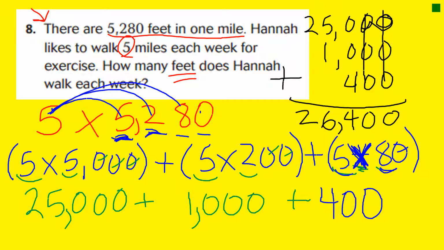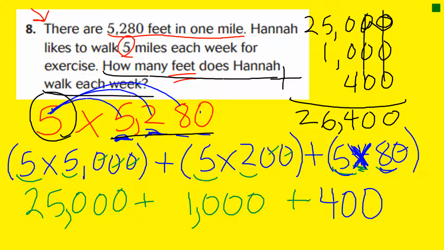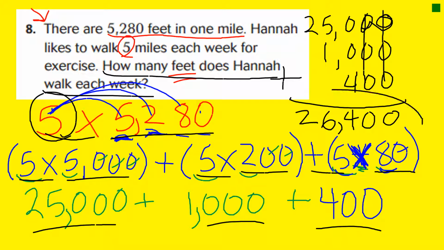So let me go back to my problem again. Because sometimes after all this math, I'm like, what was I doing again? How many feet does Hannah walk each week? Okay, so she walks 5 miles, and each of those miles is 5,280. We broke it apart in its expanded form, multiplied each of those parts by 5, right? We got 3 partial products, added them together. Hannah walks 26,400 feet each week. Good work, Hannah. Keep it up.